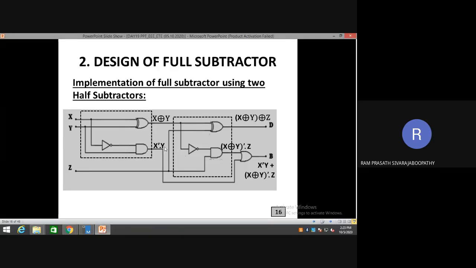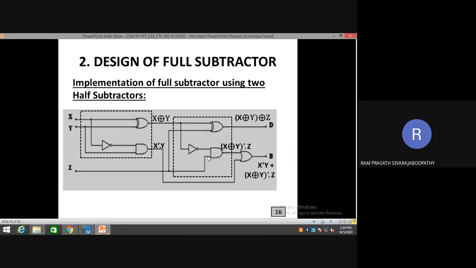Similarly, x bar y is already available. To find (x XOR y) bar dot z, x XOR y is available from the output of the first half subtractor, so that we have complemented. So (x XOR y) whole bar, that becomes x XOR y, we found.